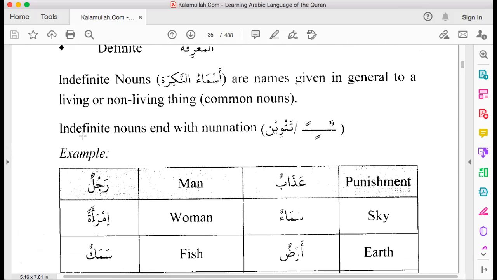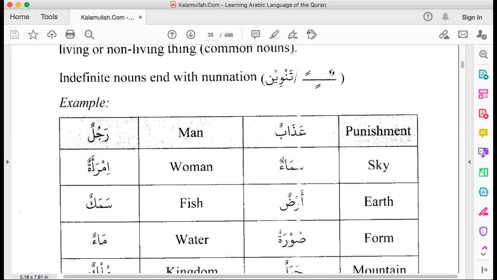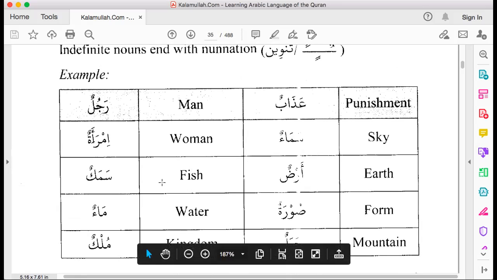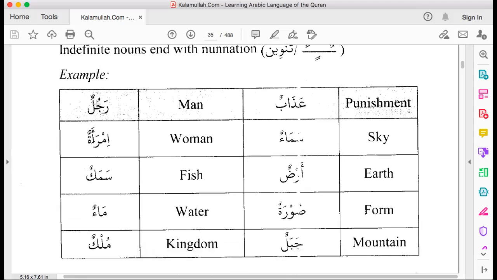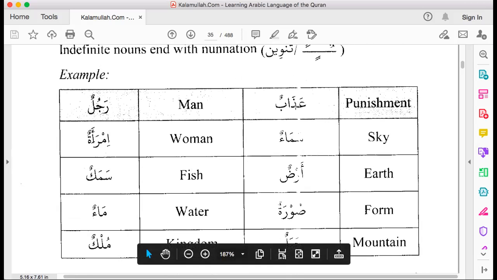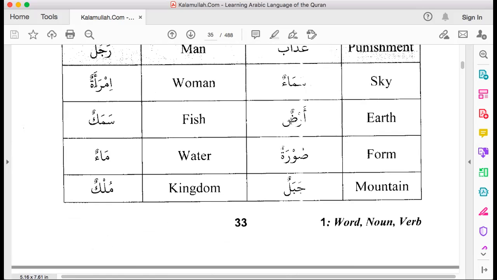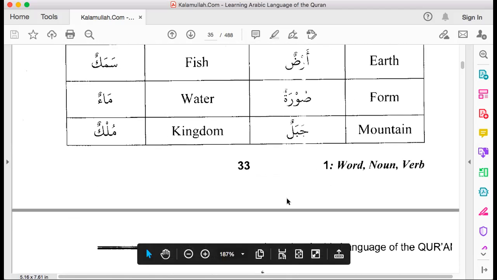Okay, and again, indefinite nouns end with nunation, which is the tanween. So look here, all of these words are indefinite. And how do you know that? Because look, they all end with this tanween. Rajulun, imra'atun, samakun, ma'un, mulkun, adhabun, right? Sama'un, ardun, suratun, jabalun, they all have that tanween at the end.